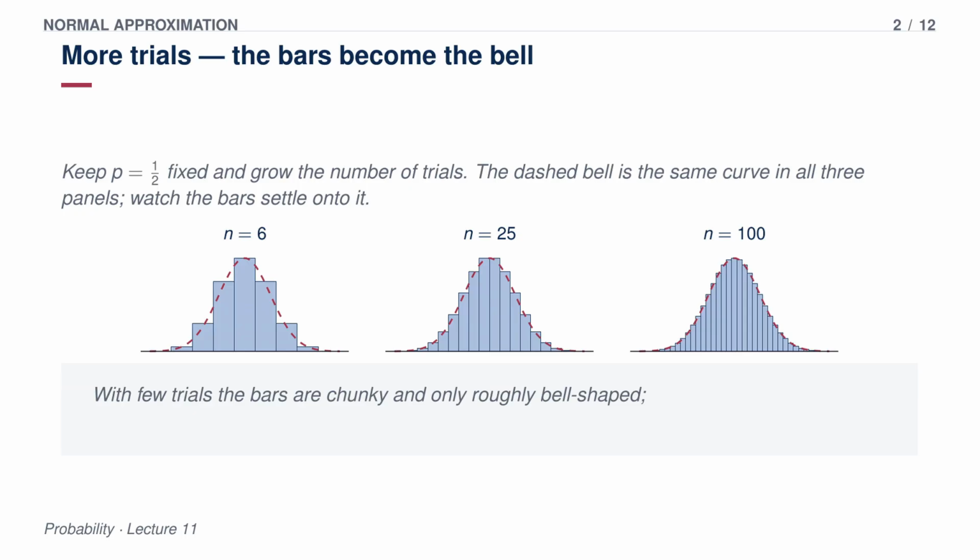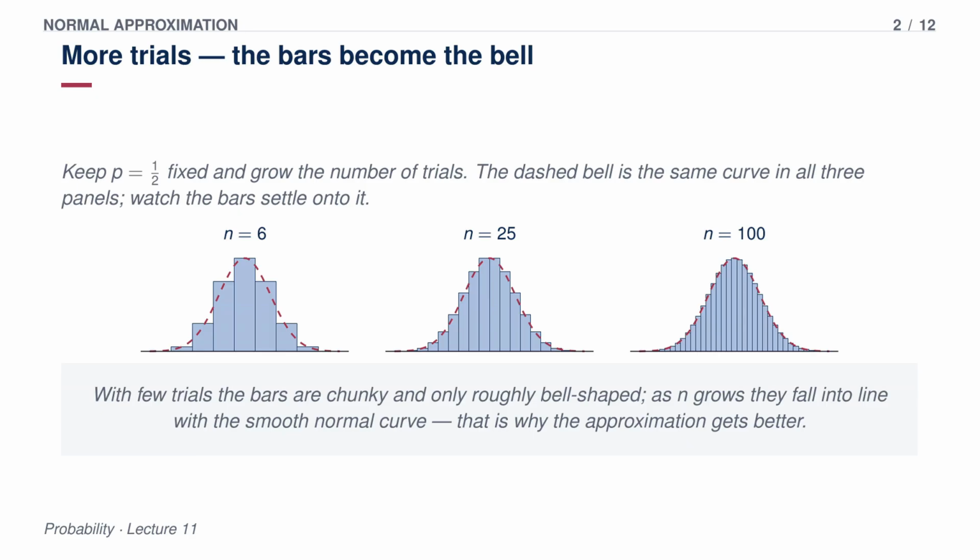With just 6 flips, the bars are chunky and lumpy. Think the big blocky pixels of an old 8-bit video game. The bell is in the neighborhood, but it's a loose, jagged fit. Now jump to 25 flips, then 100. It's like upgrading that 8-bit console to full 4K.